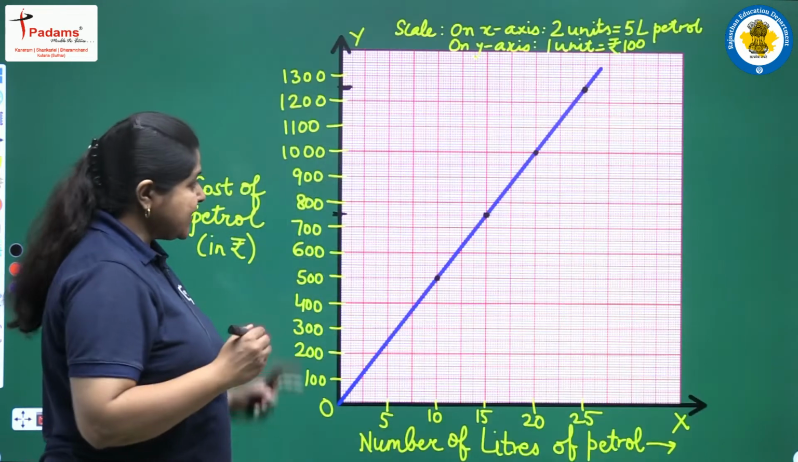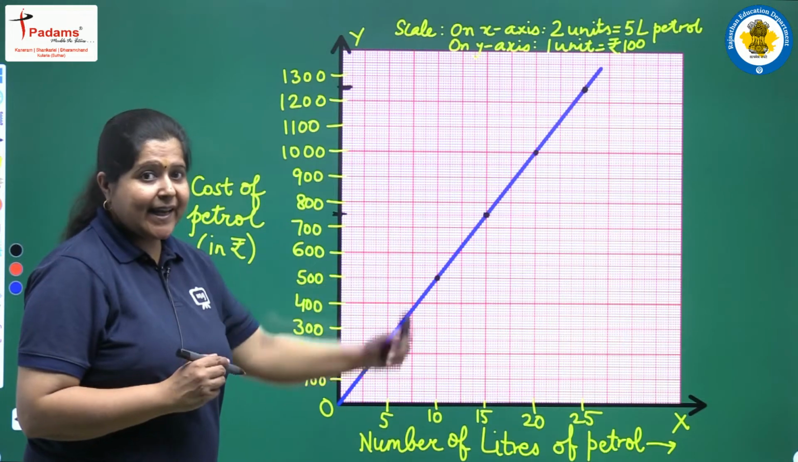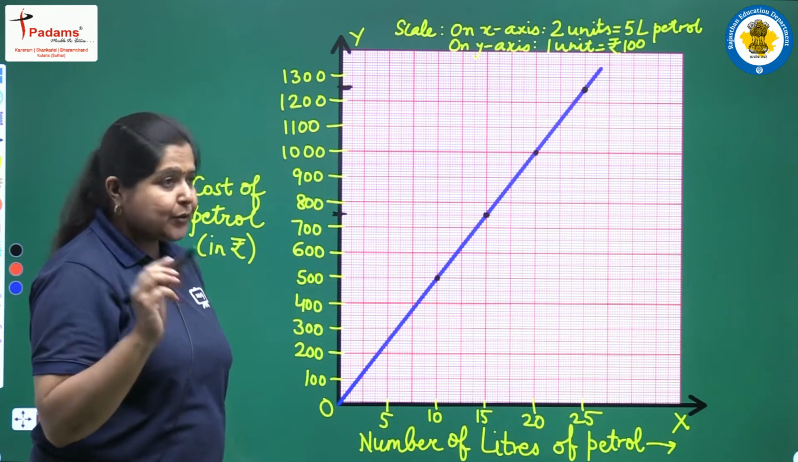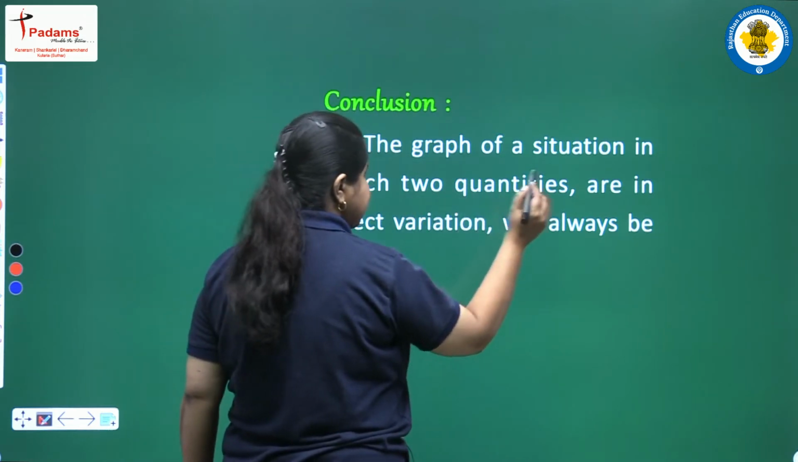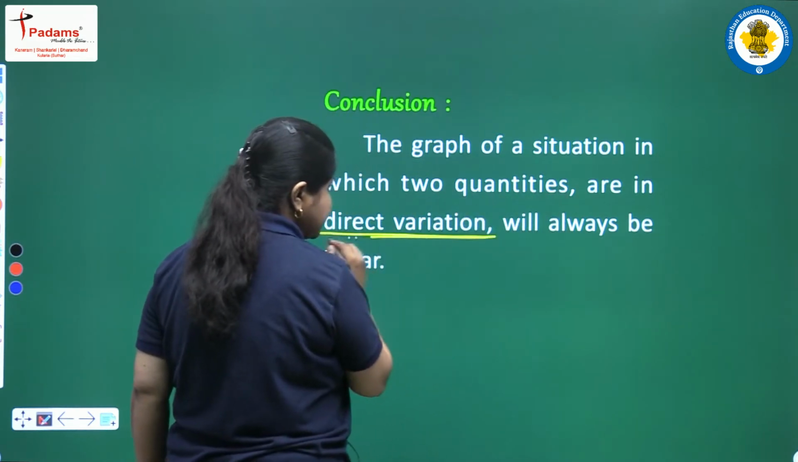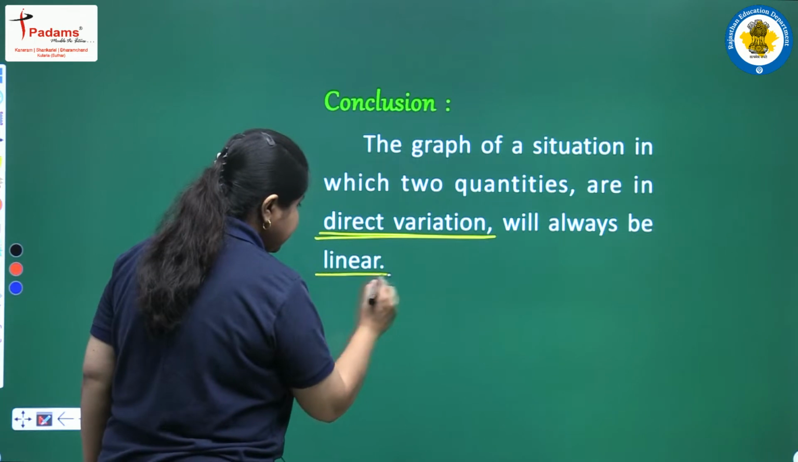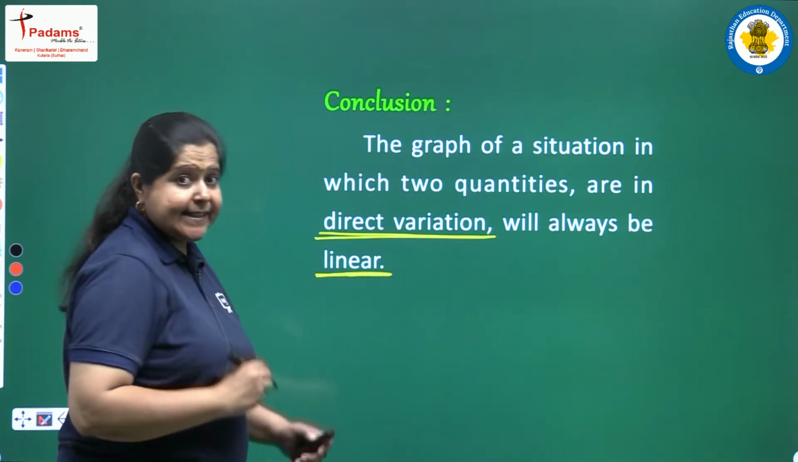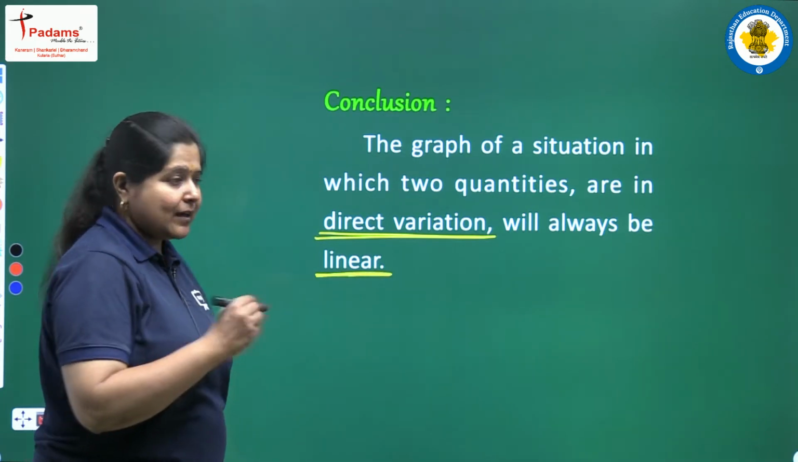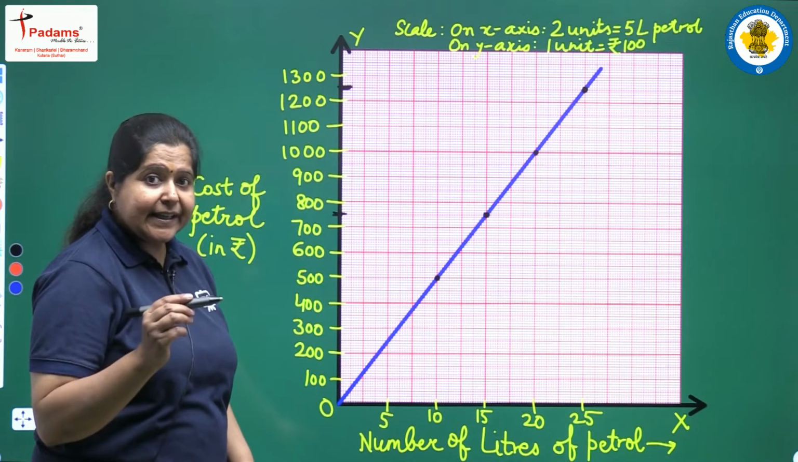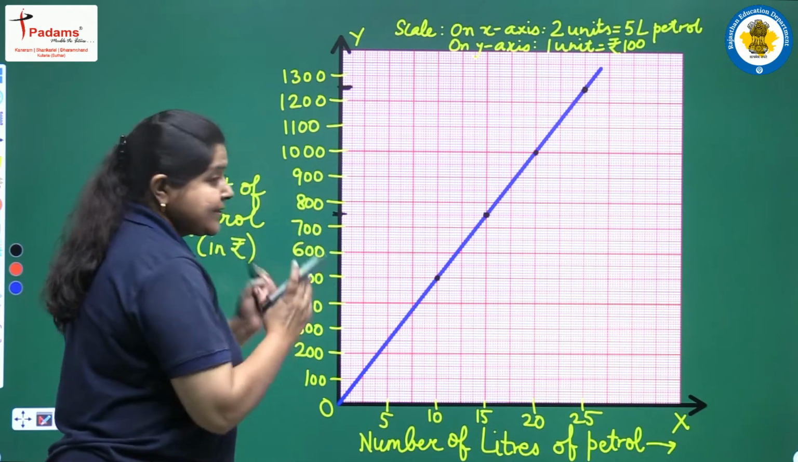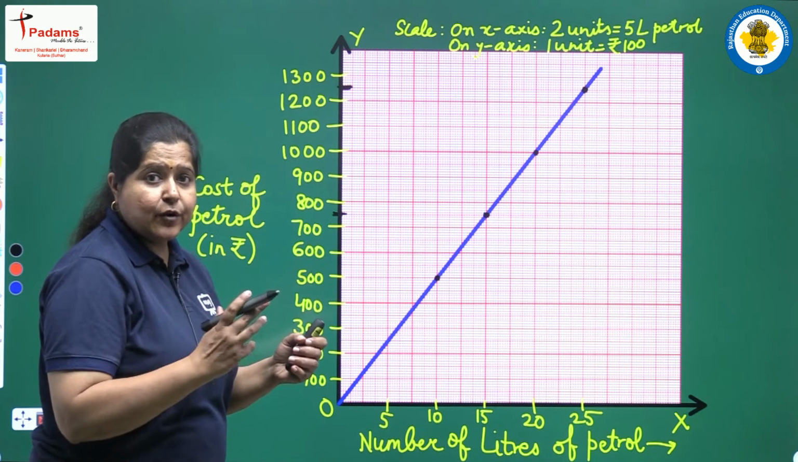और यहाँ इनका graph कैसा है? एक straight line है and from here we get one conclusion. And what is it? The graph of a situation in which two quantities are in direct variation will always be linear. जब भी दो quantities direct variation में हो तो उनका graph linear graph होगा. इस तरह से हमें straight line मिलेगी. And also you can use this graph to get more information for this data.